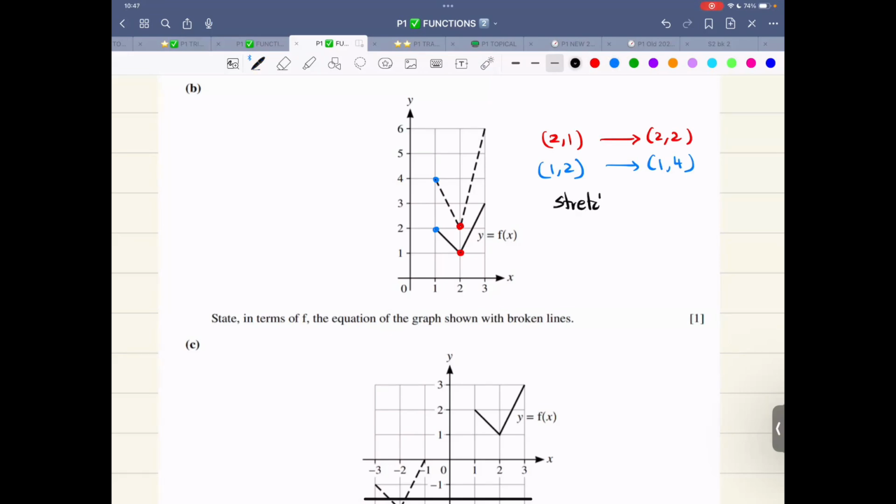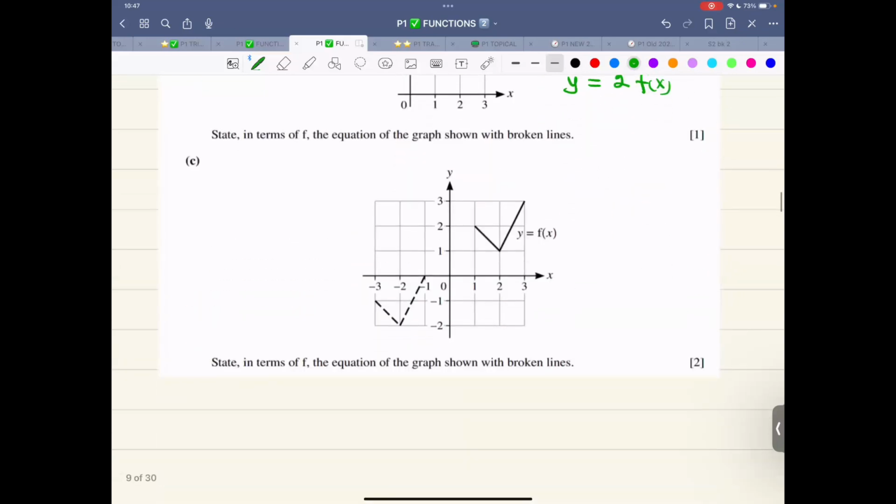So now this is a stretch parallel to y-axis and the scale factor is 2. Because the y coordinates are multiplying by 2. 1 is becoming 2, 2 is becoming 4, and over here, this 3 is becoming 6. So it's a stretch parallel to y-axis, scale factor 2. Therefore, we will write y equals 2f(x). That is how this will be written. All good, all clear? Let's move on to the third one.